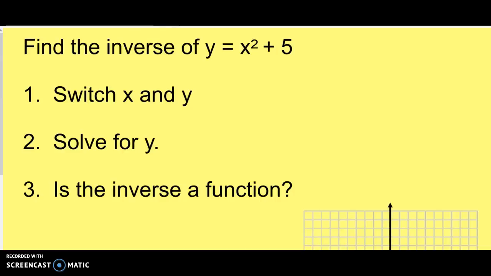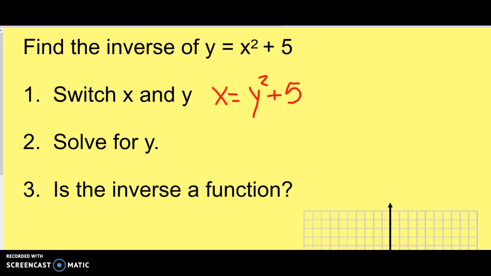All right, so now you're going to switch your x and your y. So now you've got x is equal to y squared plus 5. You only switch the x and the y. You don't switch the exponent. You don't switch a square root. You don't switch anything. You just switch the x and the y. Now we solve for y.